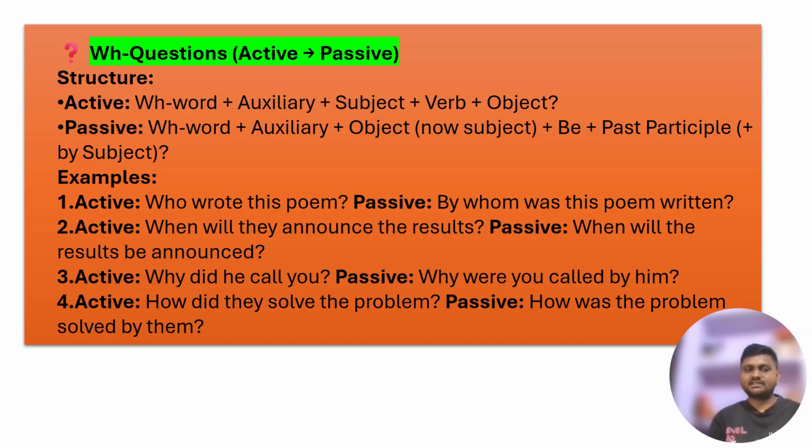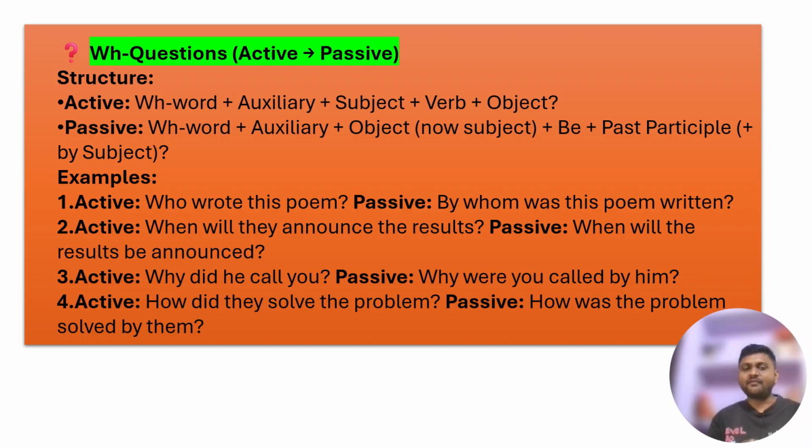For example, if the active is who wrote this poem, the passive would be by whom was this poem written. This does not follow the rule, but 90% of the sentences follow the above structure of active and passive. From the second example, we will see how the above structure is followed.